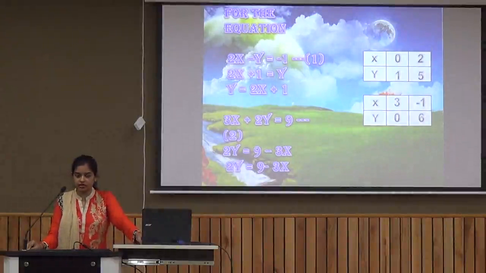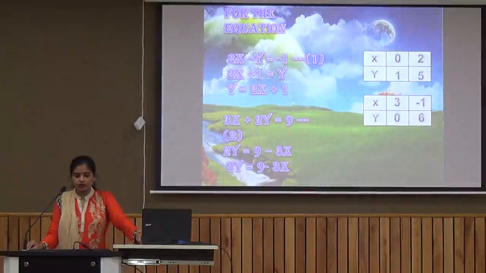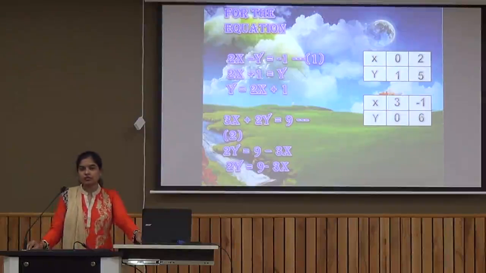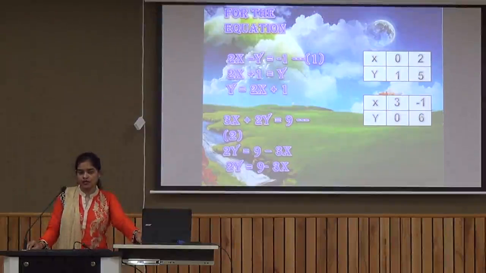For the second equation, we will do the same. 3x plus 2y equal to 9. That is, we can write 2y equal to 9 minus 3x. Now we have to put the value of x. Suppose we put the value of x as 3. So the value of y will be 0. And if we put the value of x as minus 1, we will get the value of y as 6. So we get two values of x and y for both the equations.